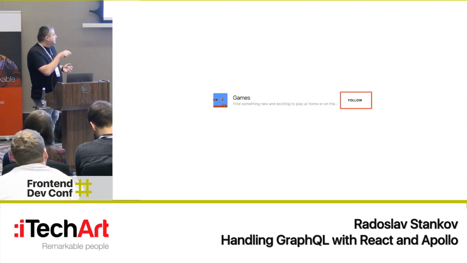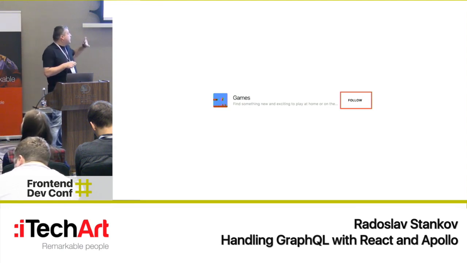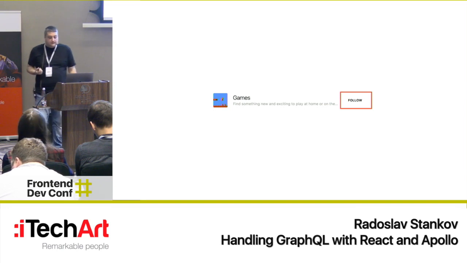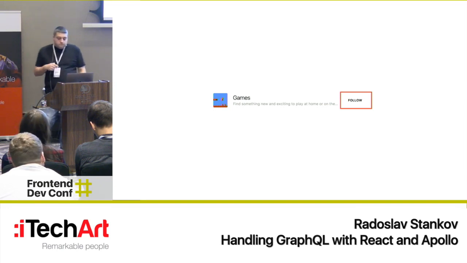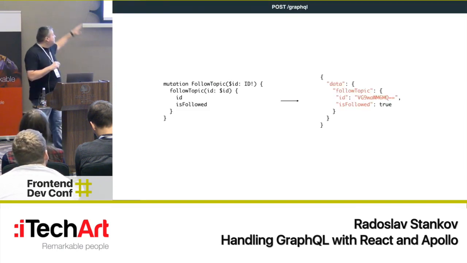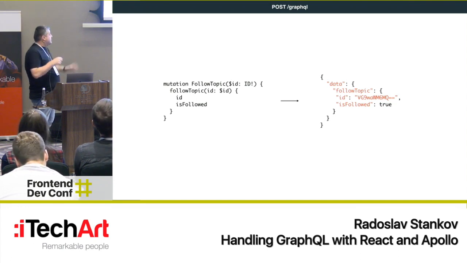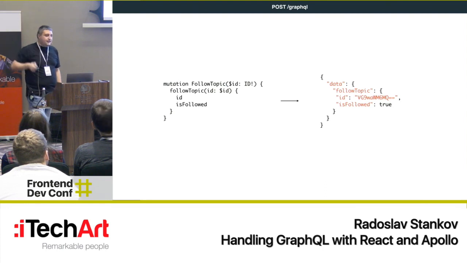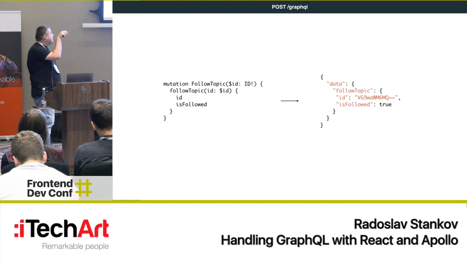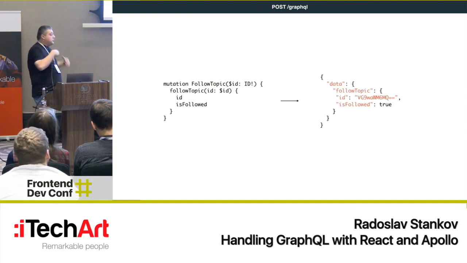So let's build the follow button. What's the mutation for our follow button? I want to follow games. So a mutation looks quite similar to the query. This is a normal mutation where you say, okay, follow a topic with some ID, call this mutation in my backend, think about an RPC call or a RESTful endpoint or something like that. So you have an ID, you get this followTopic, you get the ID, and you get the follow back.